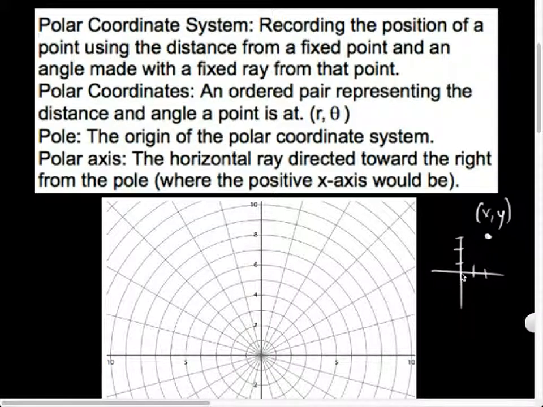So instead, I'm going to measure the distance that that point is from the origin, and I'll call that r, and the angle that that distance is from my positive x-axis, which we'll refer to as the polar axis, as indicated here. So it turns out I can refer to this point as r comma theta. So instead of recording a horizontal and vertical coordinate, I'm recording the distance and direction.